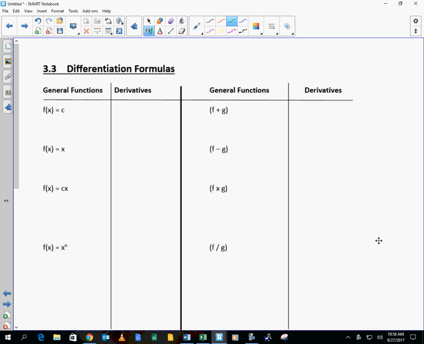For example, f of x is equal to a constant. Or suppose you had y is equal to 3. Well, that's a graph and it's a horizontal line, right? So if you have a graph that's a horizontal line, what is the slope of that horizontal line all the time? So therefore, the derivative of a constant is 0. So if you ever see a constant and you're taking the derivative of it, it's just 0.